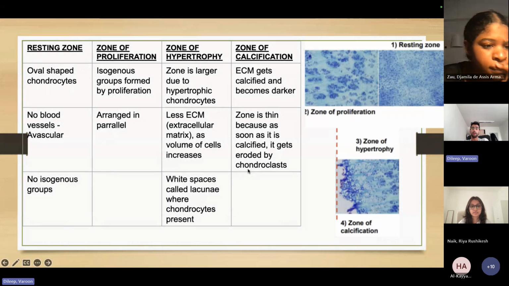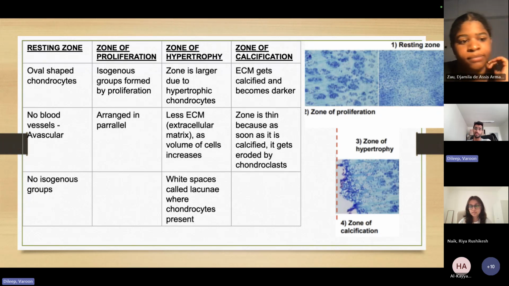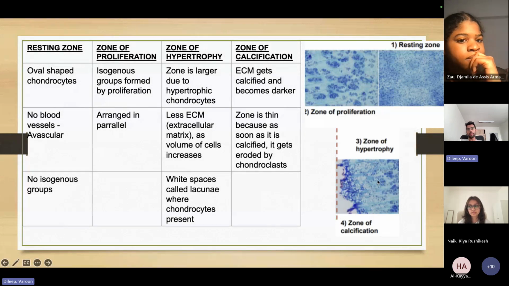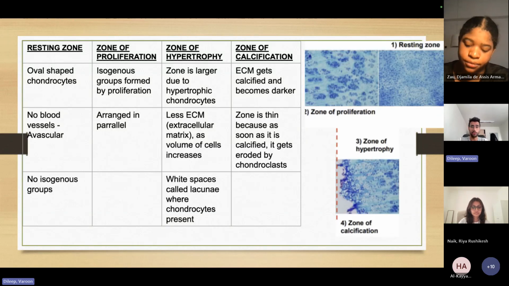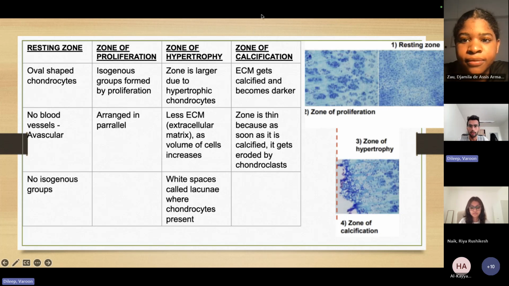Zone of hypertrophy, not enough nutrients, chondrocytes get larger, less ECM, which is the extracellular matrix, and the volume of the cells increases. And then white spaces called lacunae, where the chondrocytes are present. As I said, the white spaces which were in between, these are the areas where the chondrocytes are present. And then zone of calcification, ECM gets calcified, becomes darker, and this zone is thin because as soon as it gets calcified, it gets eroded by chondroclasts. All right. So this was the summary about chondral ossification. And now Katerina will explain the endochondral.